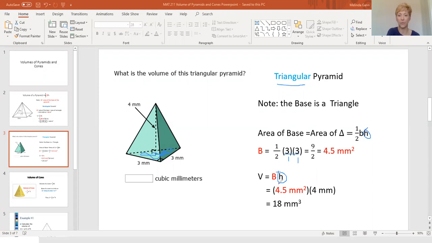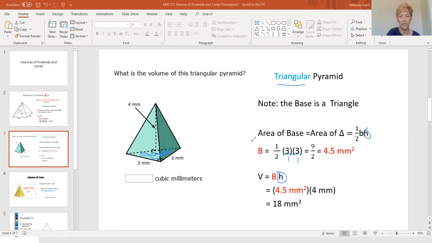So I replace capital B with 4.5. Now, this height is the height of the triangle, but the H in this formula, because I'm doing volume, has to be the height of the entire pyramid. So how tall is the whole pyramid? How tall is it from the top down to the bottom, perpendicular? Do you see that it's 4 tall?